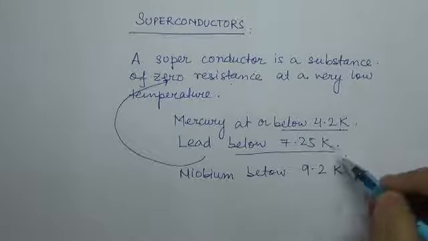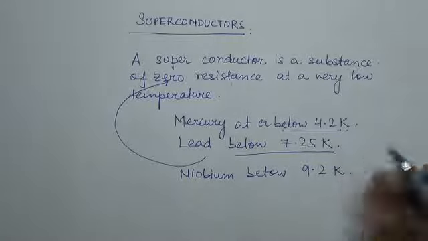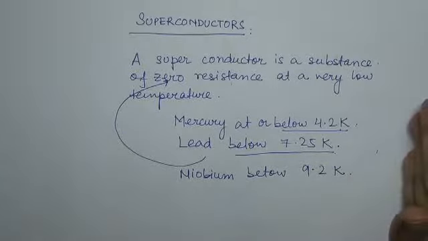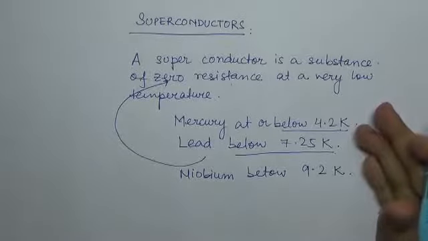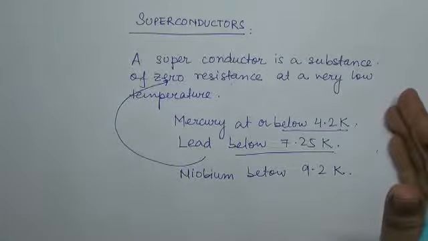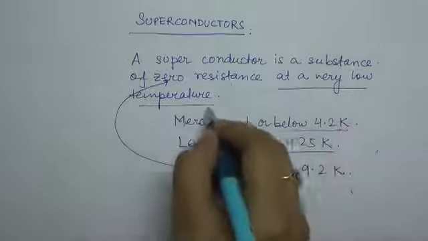Such low temperatures are quite difficult to achieve, right? It is very difficult to achieve, in fact. So they can be very useful if it is possible to obtain them at room temperature. Because if we need a good amount of current, the resistance offered by them will be zero, so we can get that current. But it is not possible to obtain them at room temperature. They occur at a very low temperature.